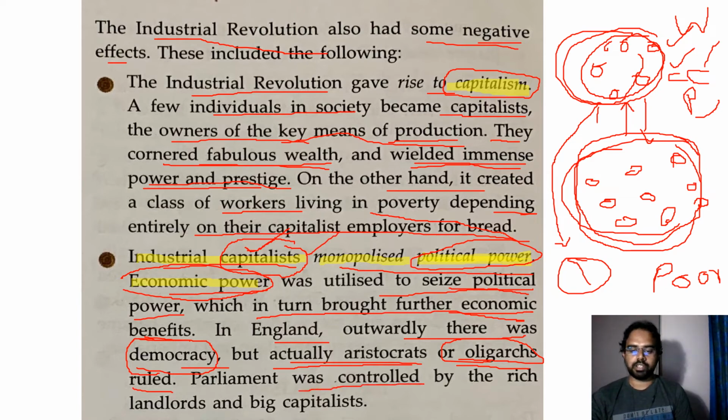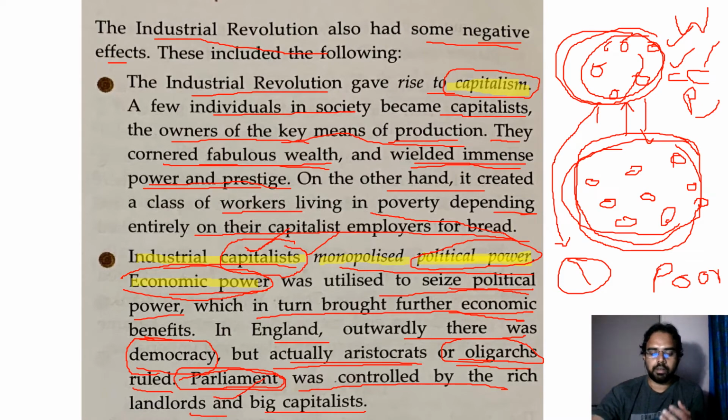And parliament was controlled by rich landlords and big capitalists. That's what it was. Parliament, which is the house of democracy, all the politicians were listening to the rich, wealthy landlords, or you can call them oligarchs. Oligarchs are the people who are industrially very wealthy and rich, and they in turn control the politics here. That was another negative impact.